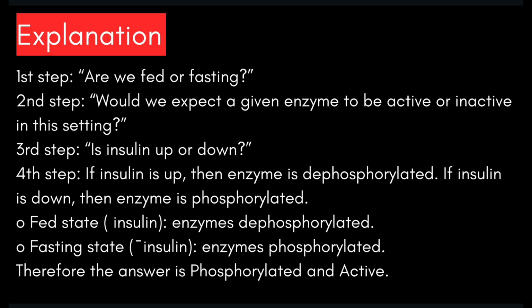Glycogen phosphorylase breaks down glycogen in the fasting state. Glycogen synthase builds up glycogen in the fed state. Insulin dephosphorylates, glucagon phosphorylates. Remember that statement. Very high yield. Moving on to the next slide.